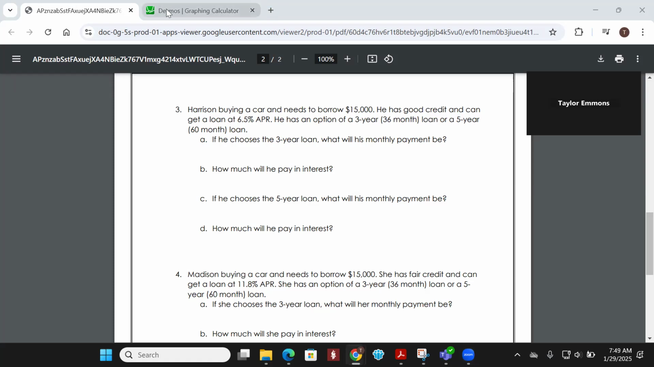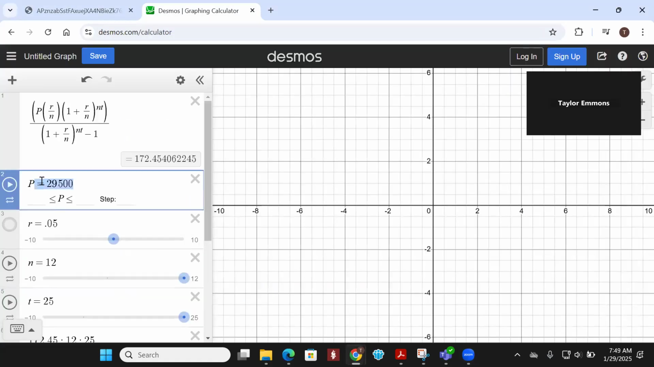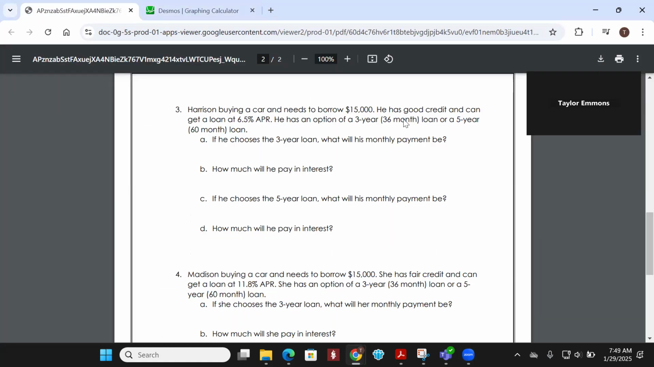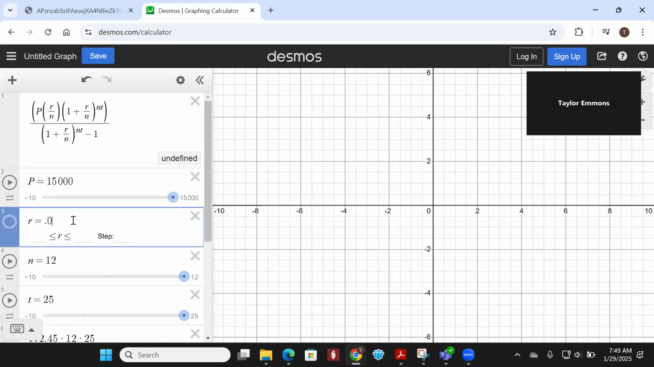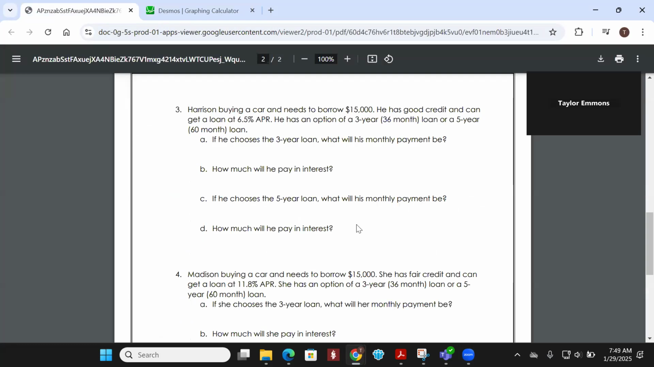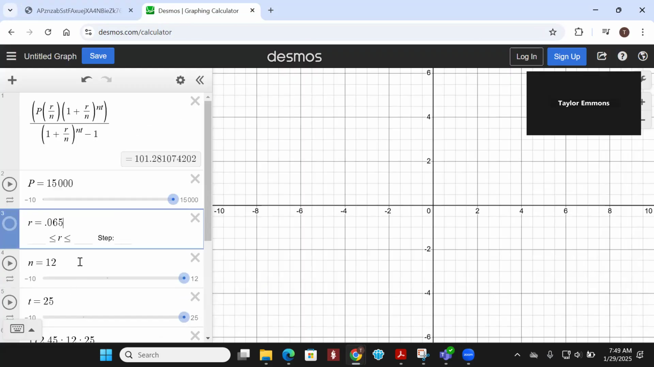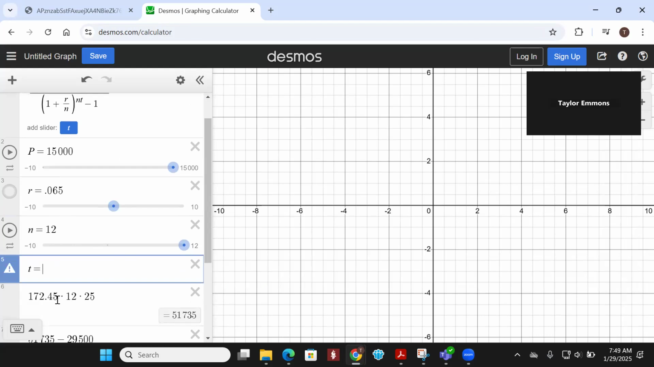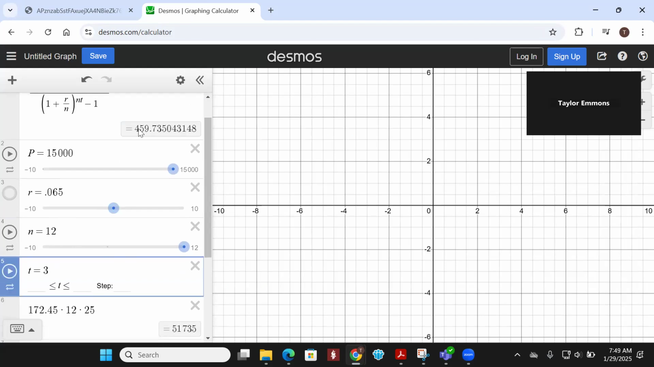So we're going to come in here. We're going to say, all right, he's going to take out 15,000, and he's doing this at a rate of 6.5%. Remember, we've got to turn that to a decimal. And then we're doing this for 3 years. Ta-da. So 459.74, right? 459.74. Cool.